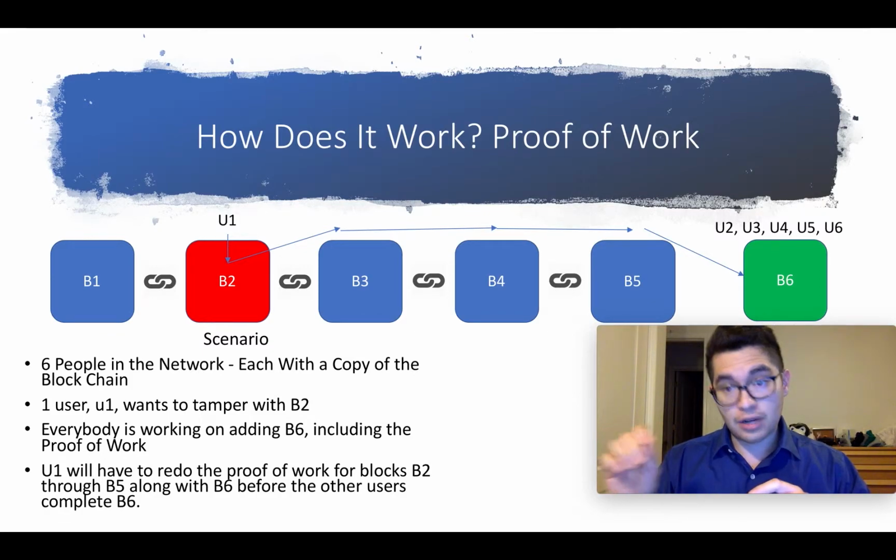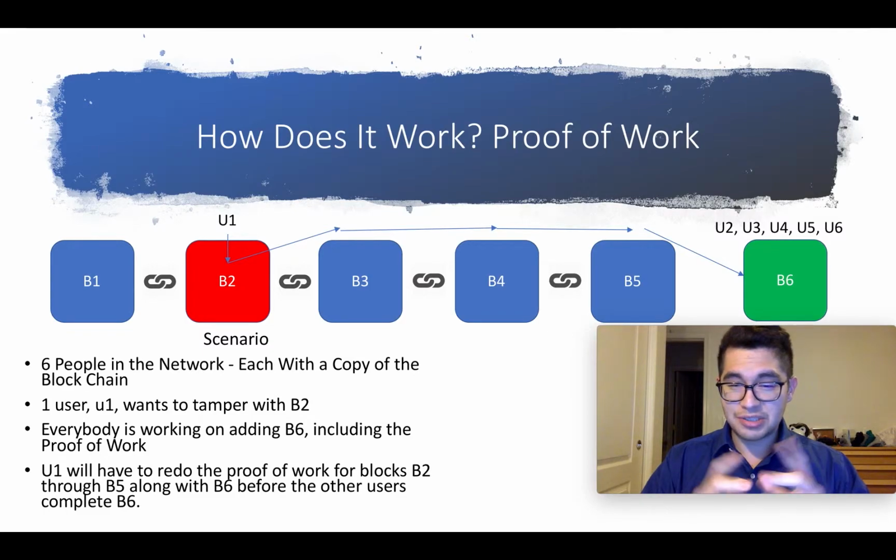Now, they can all work on block 6 concurrently, and in the Bitcoin blockchain, it takes about 10 minutes to complete the proof of work for a block. So that means user 1 has to finish 50 minutes of work in 10 minutes in order to hack this blockchain. That is feasibly almost impossible, and not a lot of people have successfully done this, if ever.